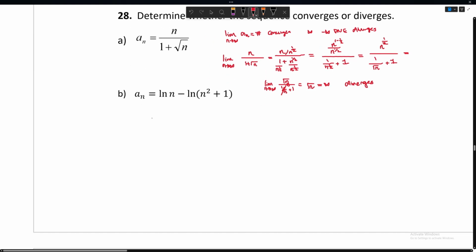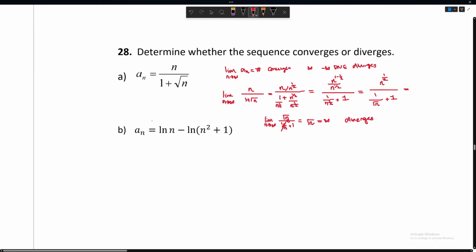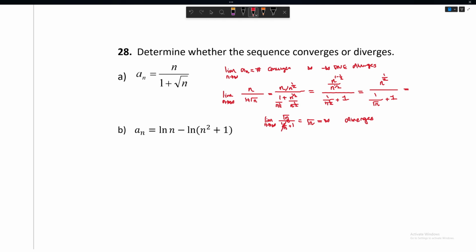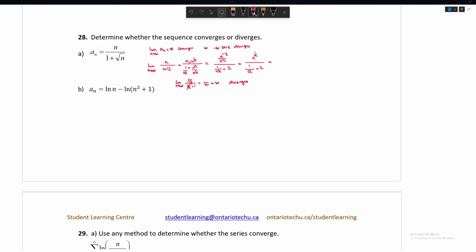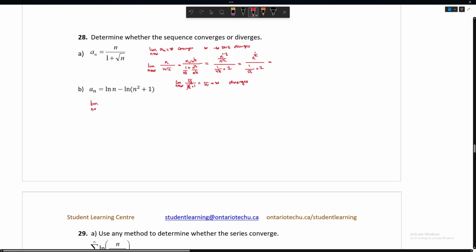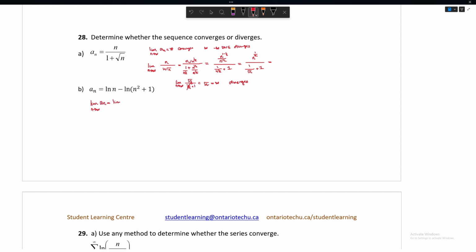Okay. Now we're doing a ln. Let's see. This one, it's basically about the same. You want to take your limits. All right. So continuing to this question below, we're taking the limit as n goes to infinity of an, and so then you take your limit of n goes to infinity of your ln of n minus ln, plus 1.